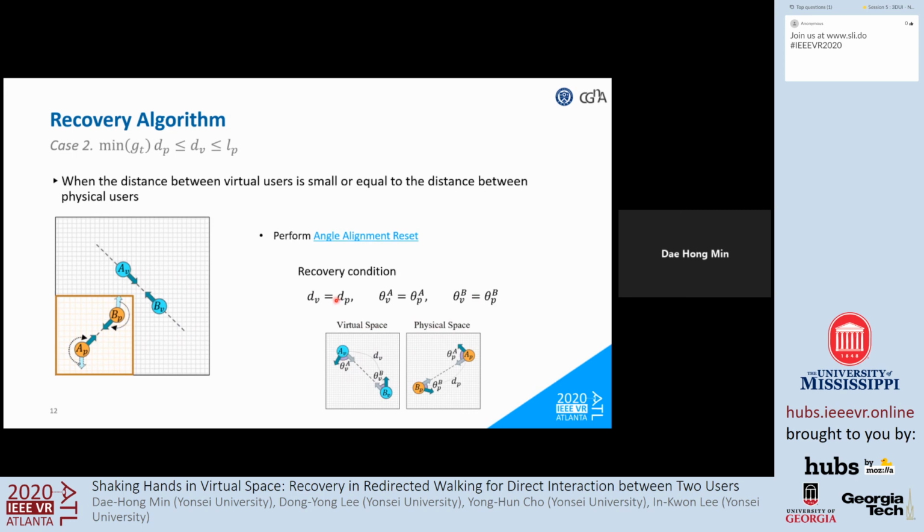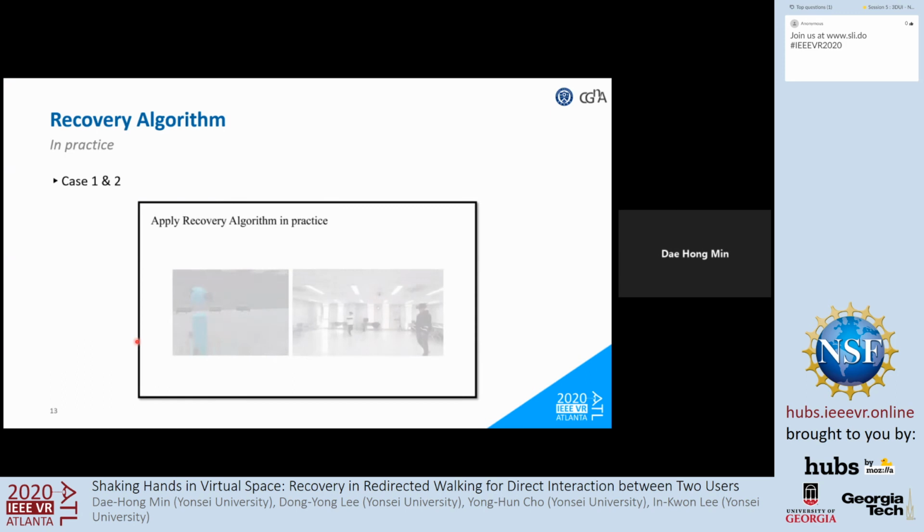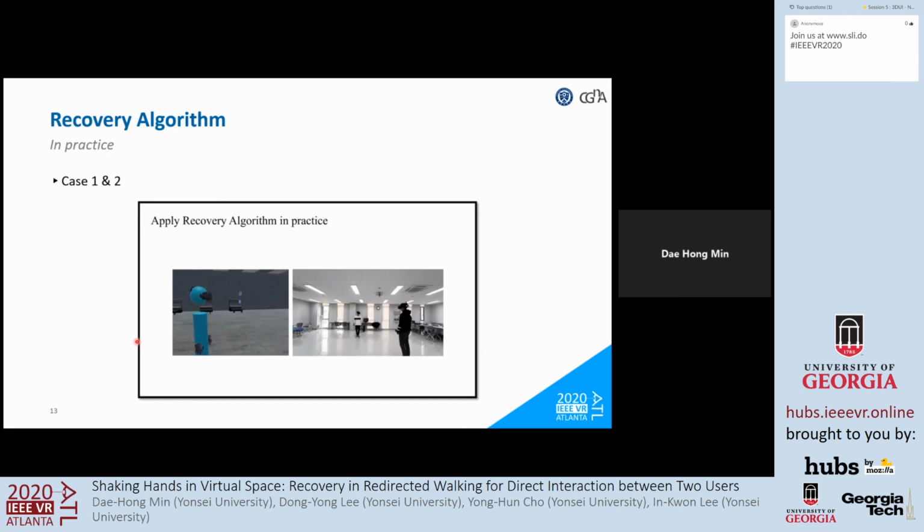And in some cases, like this example, users can satisfy the distance condition of the recovered state. In this example, the recovered state is satisfied. The following is a demonstration video that enables direct interaction between two users by applying a recovery algorithm. As you can see, when users meet in the virtual space, they also meet in the physical space.